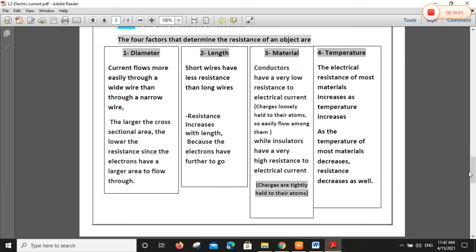Okay, what about temperature? The fourth factor that determines the resistance. Sure, as the temperature increases, the resistance increases. This is directly proportional. The electrical resistance of most materials increases as the temperature increases, and as the temperature decreases, the resistance also decreases.